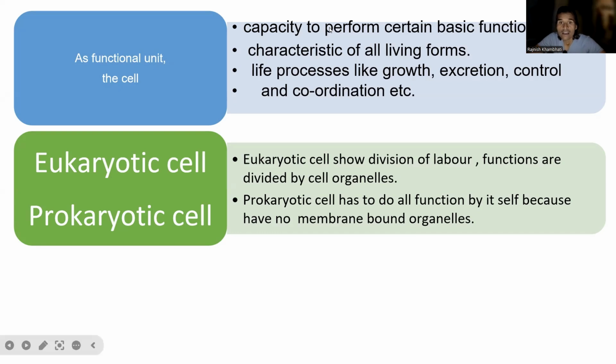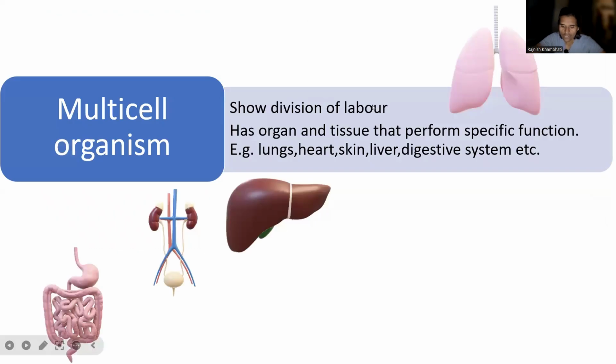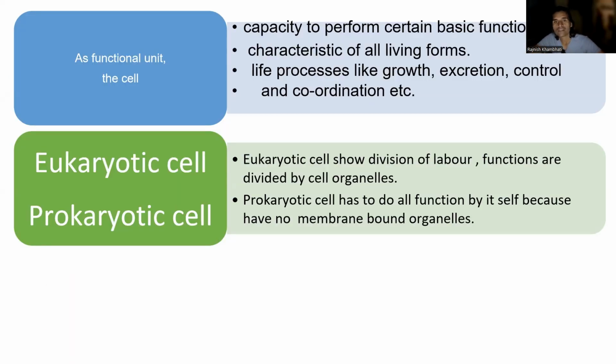Then, characteristics of all living forms. A cell gives the body its characteristics. Different organisms have different bodies, so they have different cells. Life possesses growth, excretion, control and coordination. Yes, it can do the functions which are called life processes.